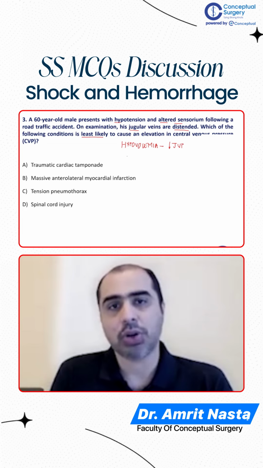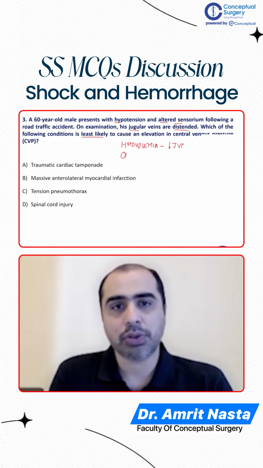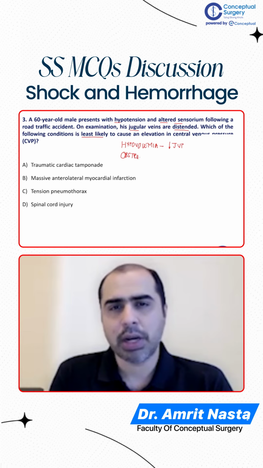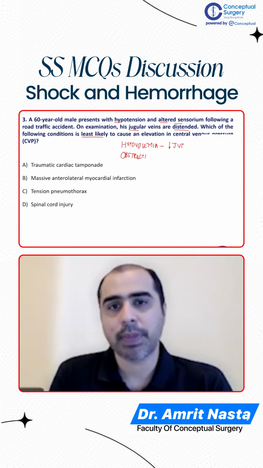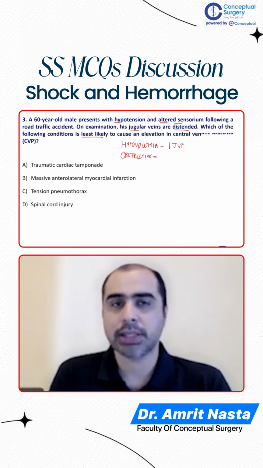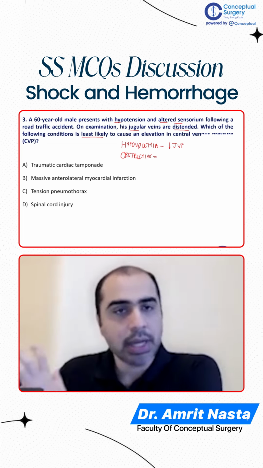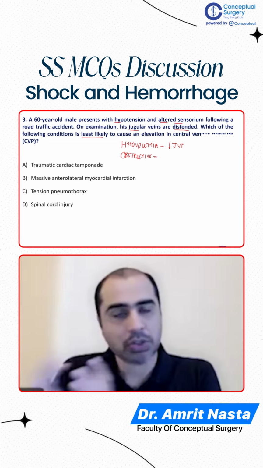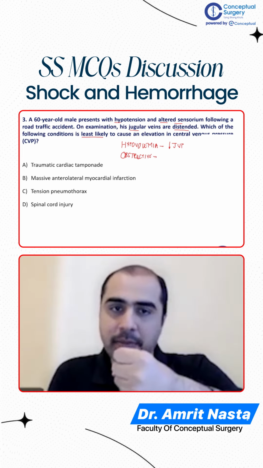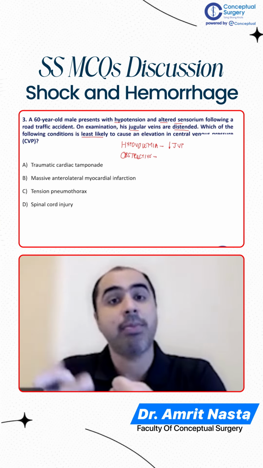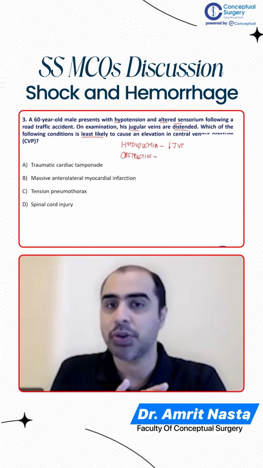One other type of shock is called obstructive shock. You know what is obstructive shock? Best example, tension pneumothorax. In tension pneumothorax, the mediastinal pressure increases, the intrathoracic pressure increases, it compresses the SVC because of mediastinal shift. SVC gets compressed, heart does not get filled, you get hypotension and shock. That is called obstructive shock.